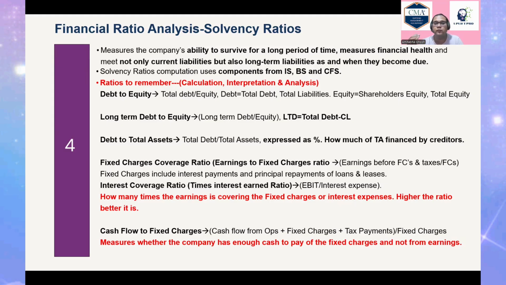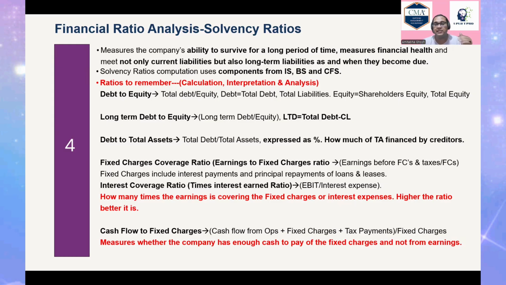Finally, coming to the cash flow to fixed charges, how is it done? It is basically cash flow from operations, net of tax, remember, plus the fixed charges plus the tax payments, divided by the fixed charges. We are adding back the tax payments because we are considering the cash flow from operations to be net of tax. What does it measure? It measures whether the company has enough cash to pay off the fixed charges, and not from earnings. So this is a more stringent measure of solvency because here we are taking into consideration the real cash received from the core operations of the business and whether it is sufficient to meet our fixed charges or not, and we are not considering the earnings here.